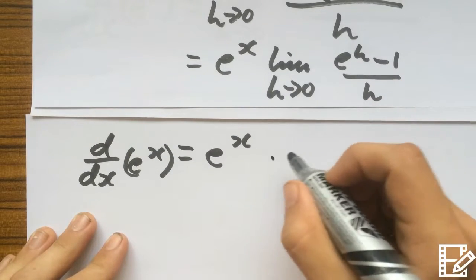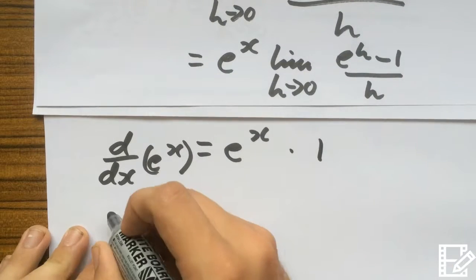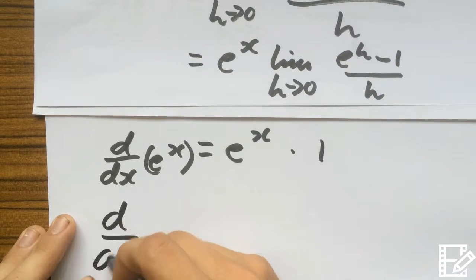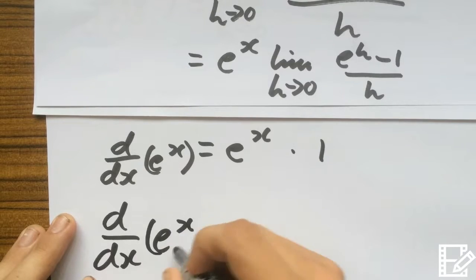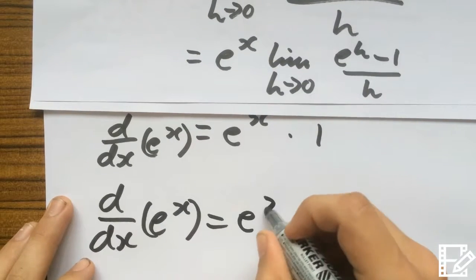Therefore, it'll be e to the x times 1. Therefore, the derivative of e to the x equals e to the x.